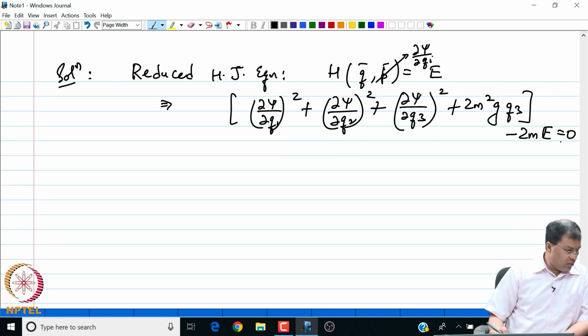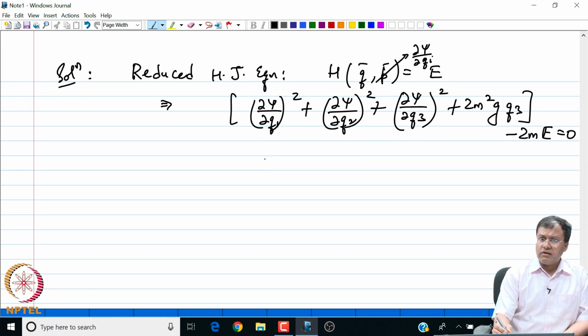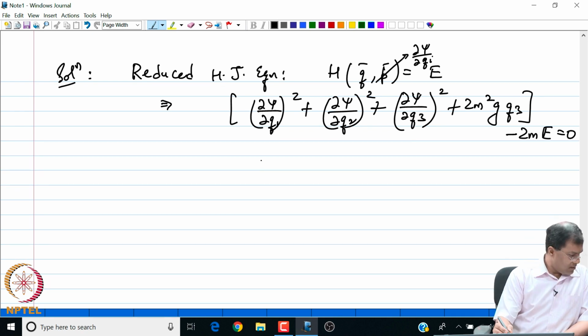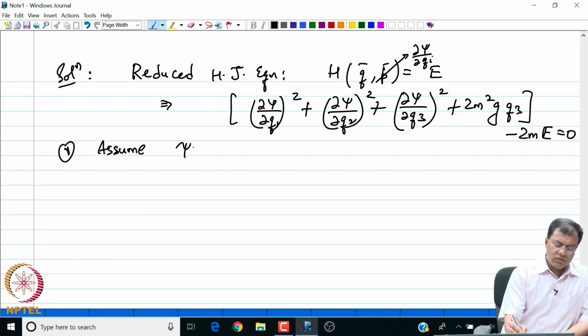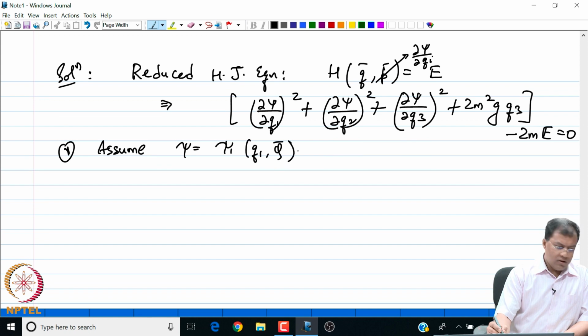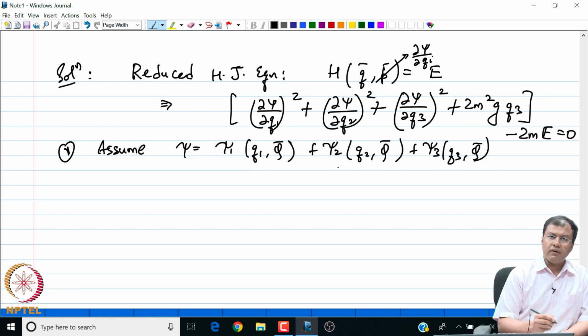Now, I have to solve this system, so we have to separate variables. The first step involves identifying the functions gk's in which the variables q1, q2, q3 can be clubbed together. So, the first step involves assuming a separable solution: psi is psi 1 of q1 comma q bar plus psi 2 of q2 comma q bar plus psi 3 of q3 comma q bar.